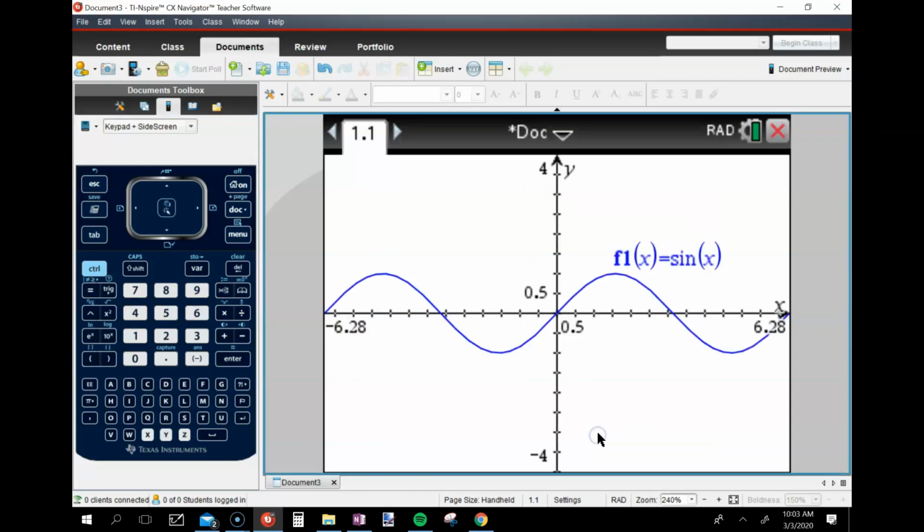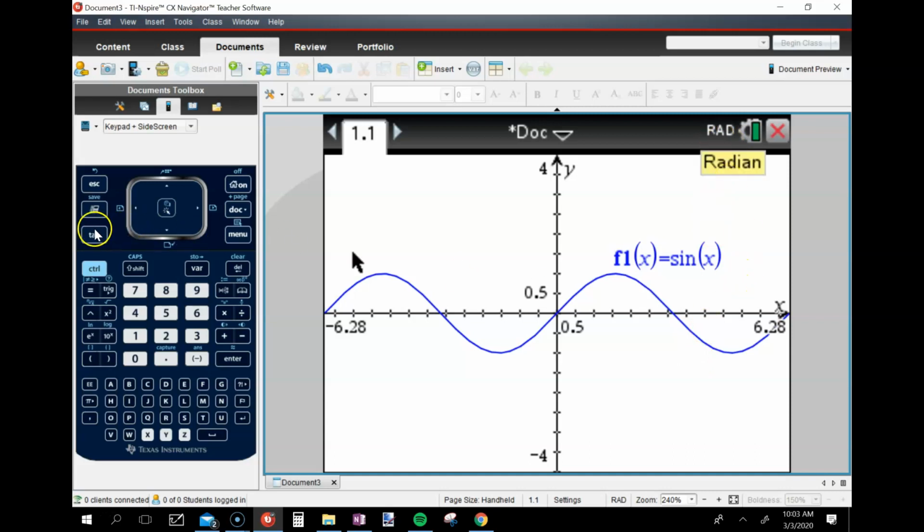Watch this. Boom. Okay, what do you guys think? Does it look pretty good? Yeah. Looks really good, doesn't it? Okay. What mode are we in? We're in radian mode. Now I told you guys not to worry about modes, right?